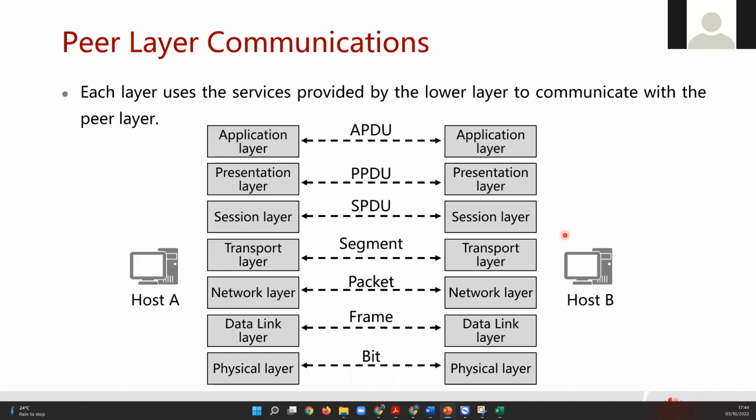So in terms of computer networking, you can also see how they communicate. Within two hosts, each layer uses services provided by the lower layer to communicate with the peer layer. For example, layer 7 is using the services of layer 6, and layer 6 is using the services of layer 5.